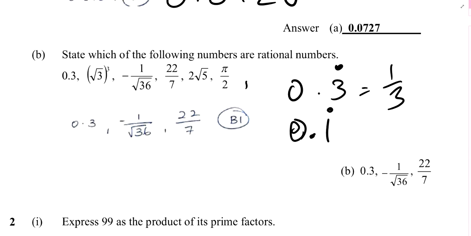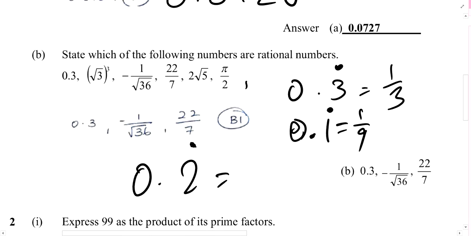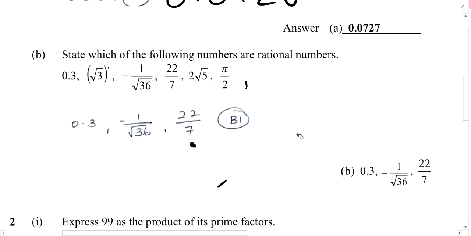So if I want, for example, 0.2 recurring, what will this be? If this is 1 over 9, so what is 0.2 recurring? 2 over 9. Okay, so this is 2 over 9. You get it? Okay. So as long as you see a dot on top, it is rational already. Don't need to go and try writing it as a fraction.